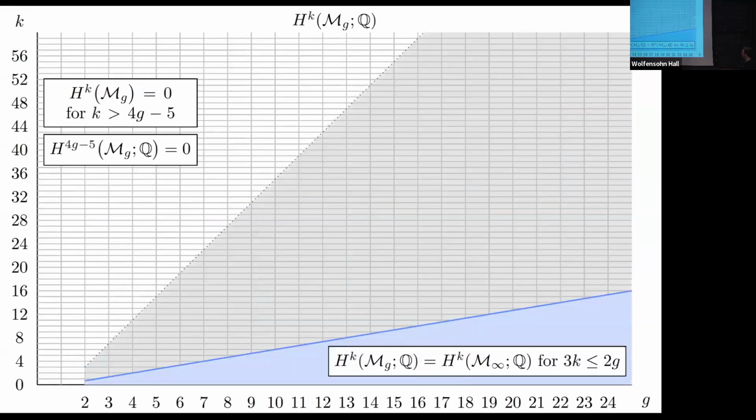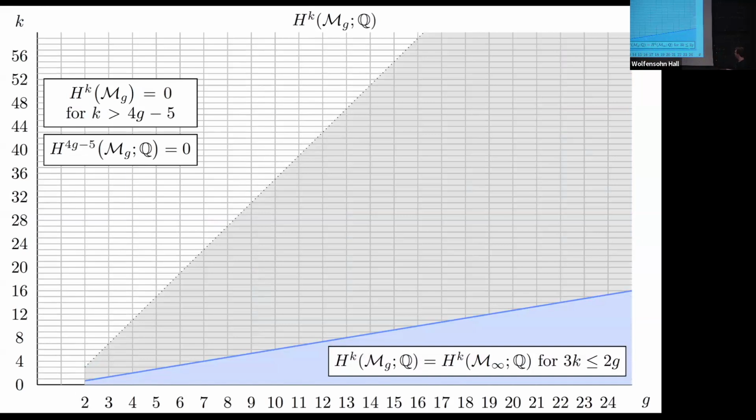And now we can apply this using the result by Melody Chan, Sam Payne and Søren Galatius to the moduli space of curves. Thanks to their result, this picture maps into this picture here that I have for the moduli space of curves.